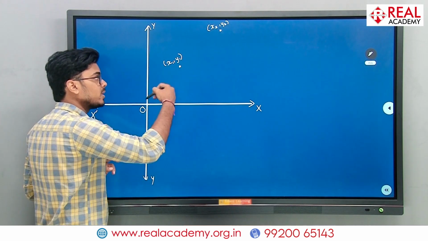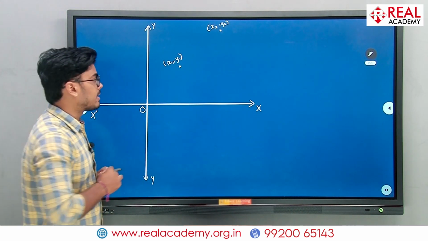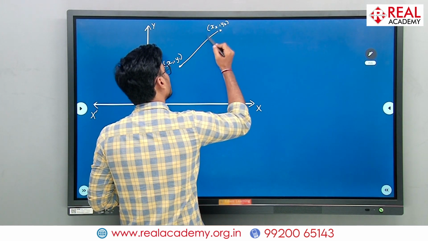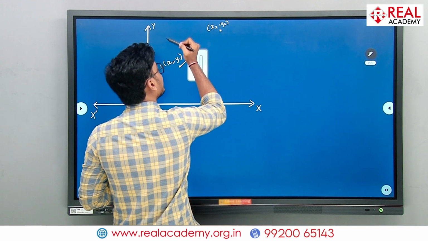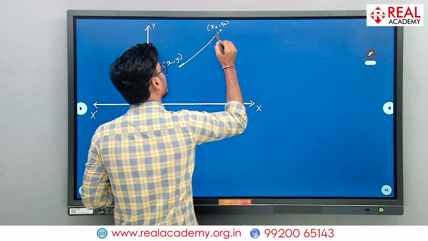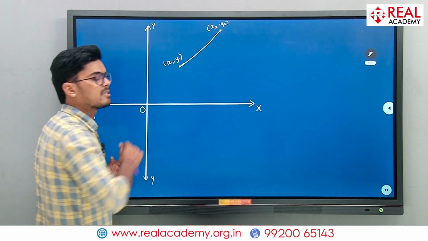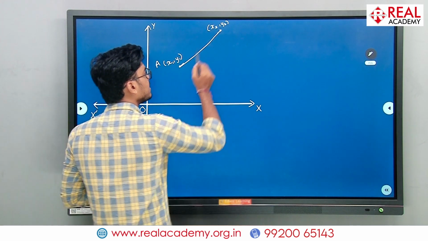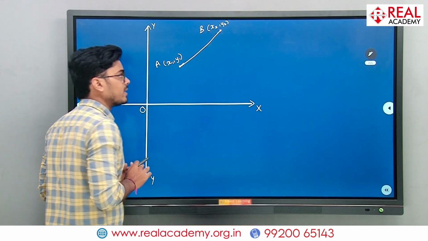So we have to calculate the distance between these 2 points. Now the distance between these 2 points will be the line joining these 2 points, correct? x1, y1 and x2, y2. If I join them, this is the direct distance between them. Let this be point A, x1, y1. Let this be point B, x2, y2.